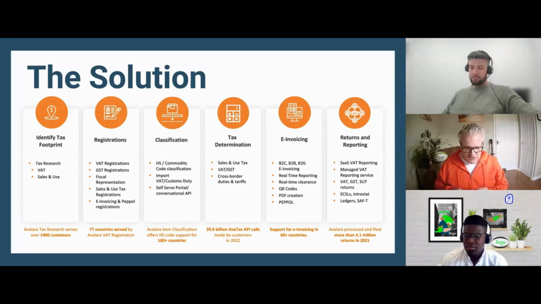With our tax research team, we can look at the rules, rates and regulations relevant to any industry. Once they've had a look at the different scenarios out there, they can consider, well, I might want to get registered. Is that for VAT? Is that for goods and sales tax in Australia? Fiscal representation, sales and use tax in the USA and Canada, any invoicing in PEPPOL. A little bit about that later. With our registrations team, they're helping prepare forms, make payments, and help our customers through every step.